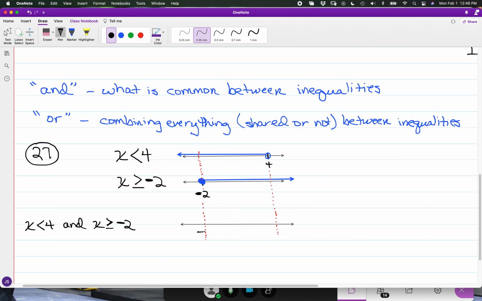Okay, so you have negative 2 and 4. And we're going to be inclusive of negative 2. So you're looking at what is shared, what intersects the graph. So you have everything going from negative 2, approaching, but not quite including 4.